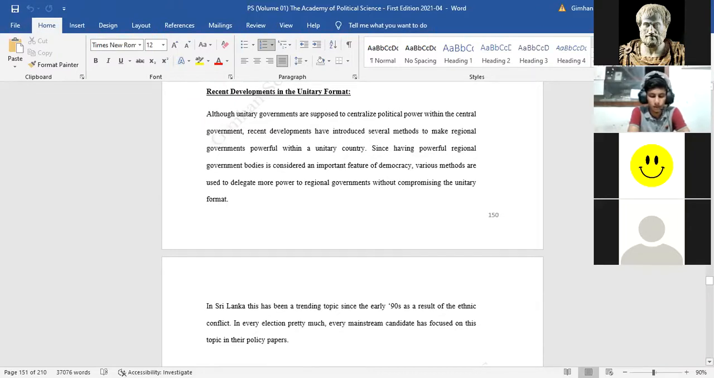In Sri Lanka, this has been a trending topic since the early 90s as a result of the ethnic conflict. In every election, pretty much every mainstream candidate has focused on this topic in their policy papers.